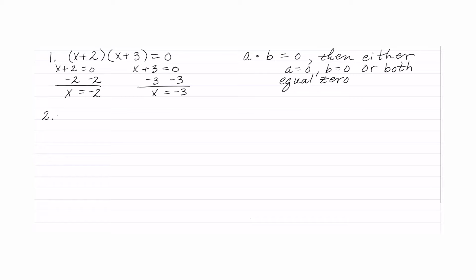Let's do another one. So if we had x times (x + 1) equals 0, then we set each of our factors equal to 0. And getting x all by itself, we see that x either equals 0 or x equals negative 1.